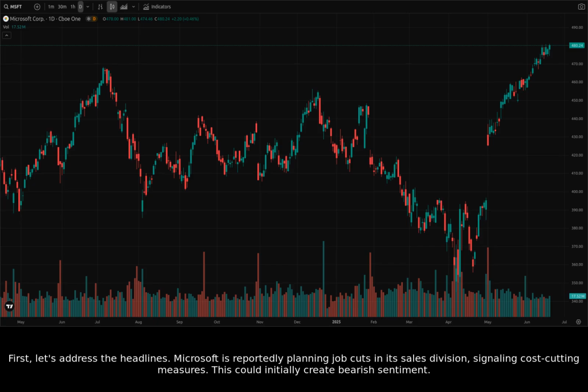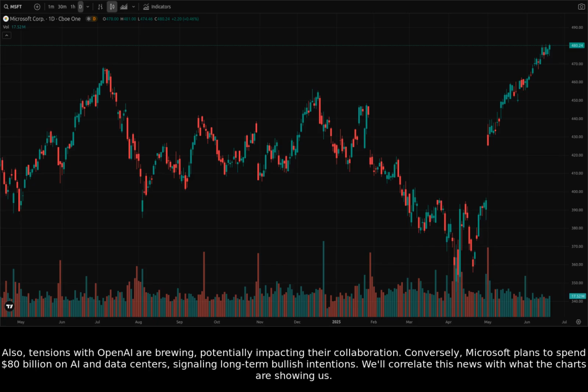Microsoft is reportedly planning job cuts in its sales division, signaling cost-cutting measures. This could initially create bearish sentiment. Also, tensions with OpenAI are brewing, potentially impacting their collaboration. Conversely, Microsoft plans to spend $80 billion on AI and data centers, signaling long-term bullish intentions. We'll correlate this news with what the charts are showing us.